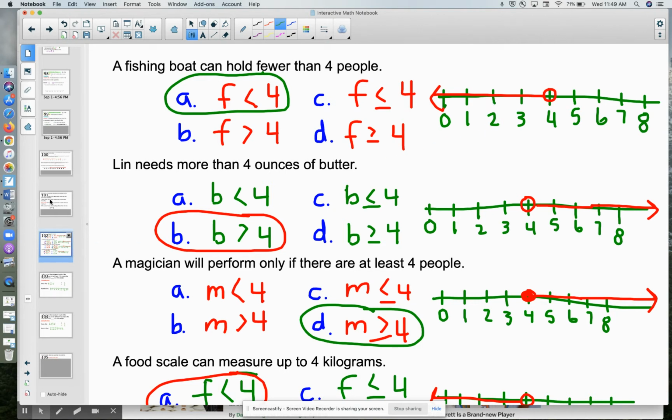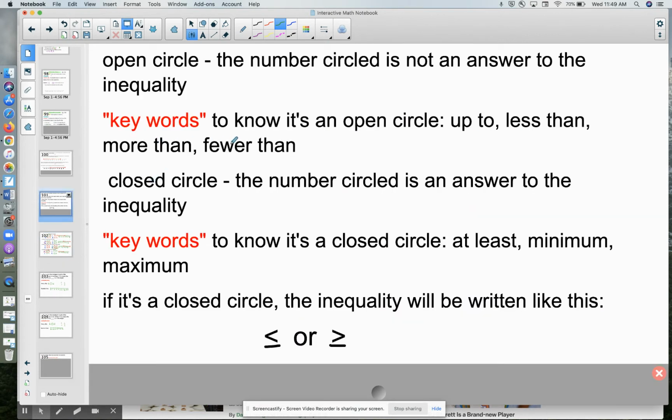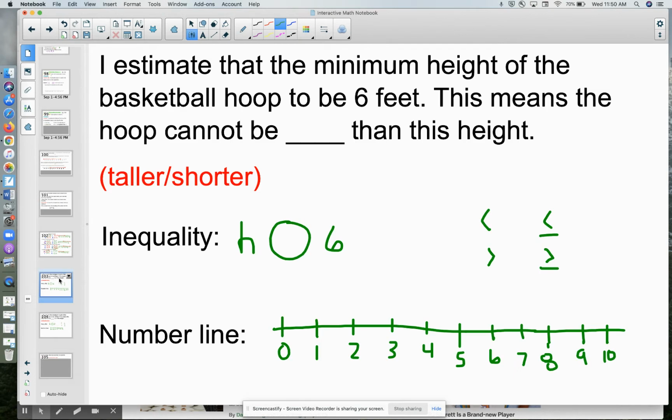Again, these are some keywords that tell us it's an open circle. And then these are some keywords that tell us a closed circle. And then we added two more words that tell us we're going to have a circle that's closed: minimum and maximum. All right, so let's begin. So go ahead and write this down.